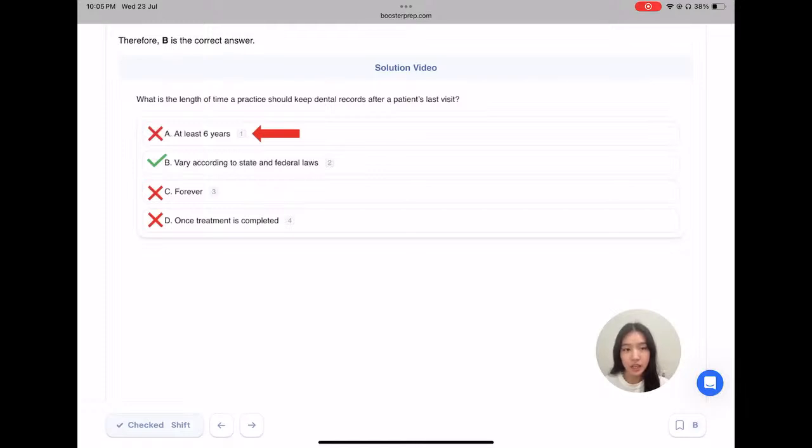Option A is 6 years, and while this might be the case for some states, this does not apply to all states, as each has its own law surrounding the length of record retention. So once again, it is important to ensure that you know the laws in the state that you are practicing in surrounding record retention as well as record destruction.